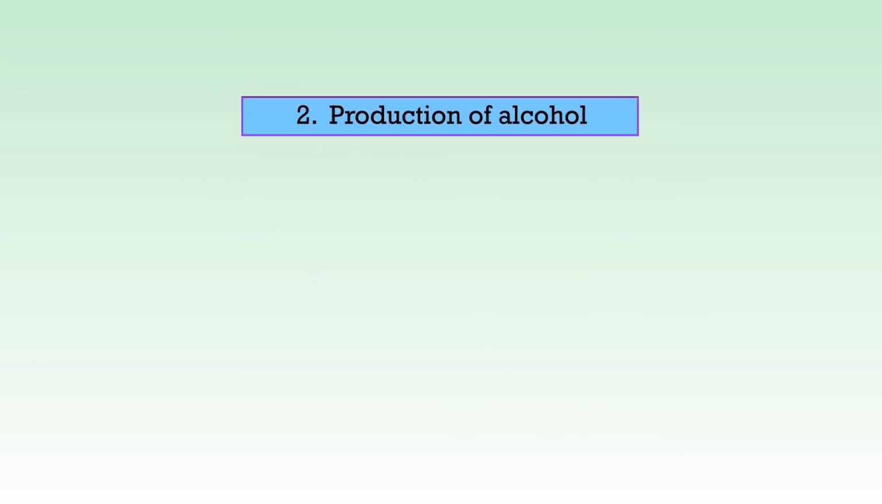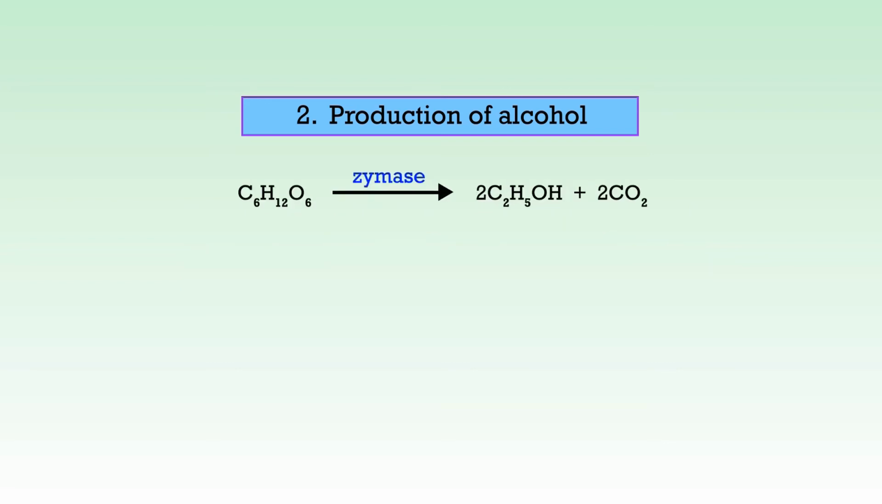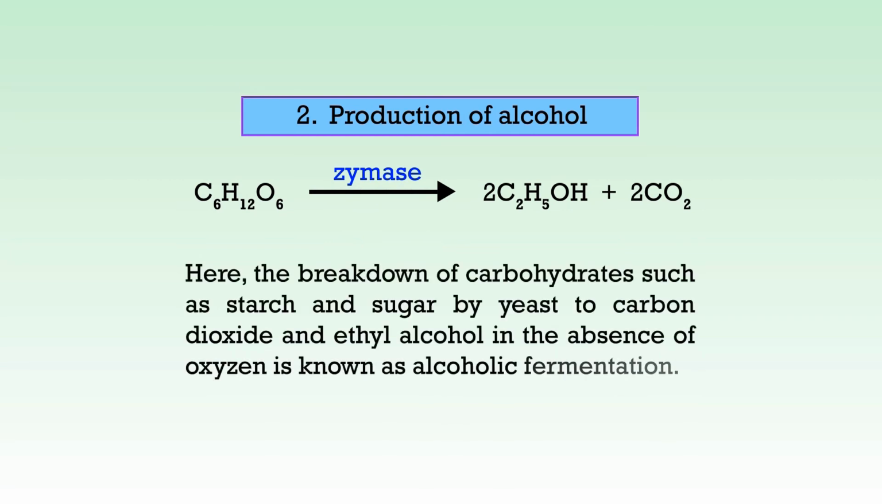The second beneficial use is the production of alcohol. Yeast is also involved in the manufacture of alcohol by a process known as alcoholic fermentation. Here, the breakdown of carbohydrates such as starch and sugar by the yeast to carbon dioxide and ethyl alcohol in the absence of oxygen is termed alcoholic fermentation.